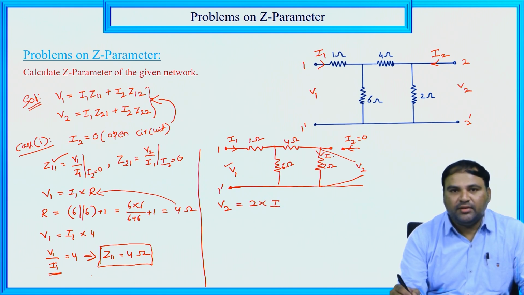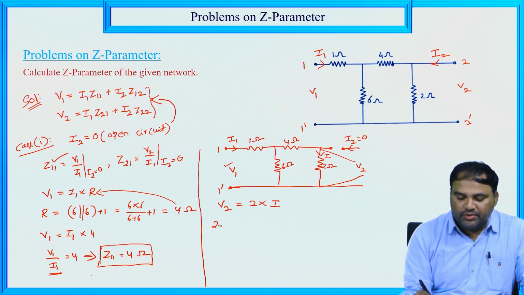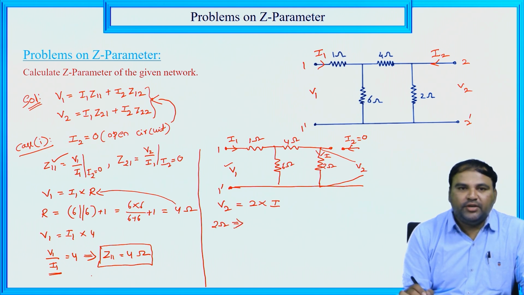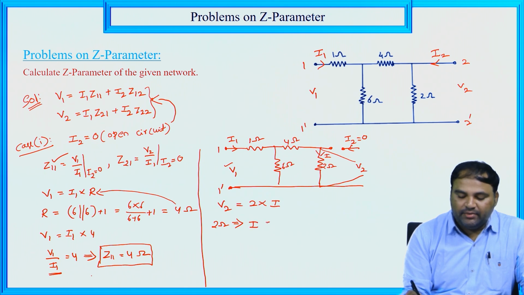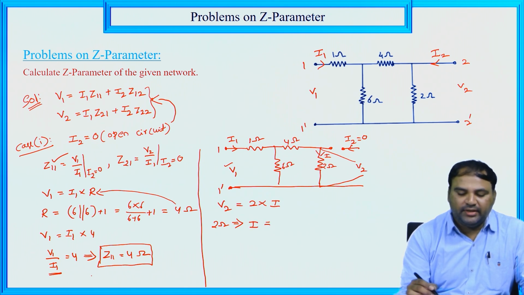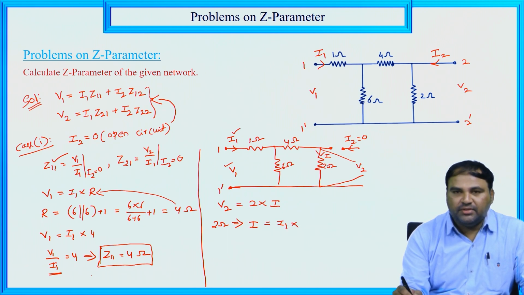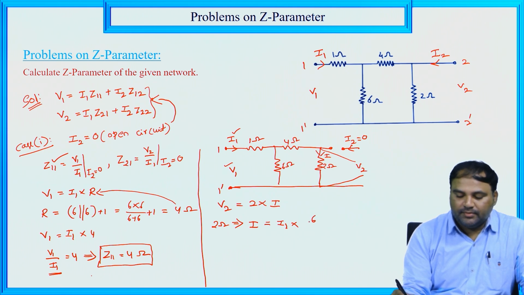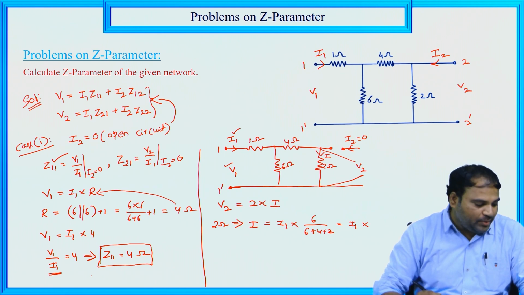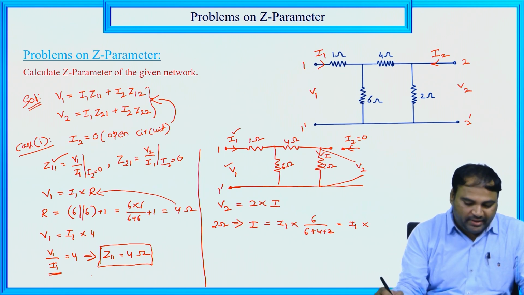So I is nothing but the current through the 2 ohm resistor. Now we have to calculate the current through this 2 ohm resistor, so in that case we have to use the current division rule. At the 2 ohm resistor, I equals the total current of the circuit, I1, into the opposite element, 6, divided by 6 plus 4 plus 2. By solving this equation, 6 by 6 plus 4 plus 2, we'll get 1 divided by 2.